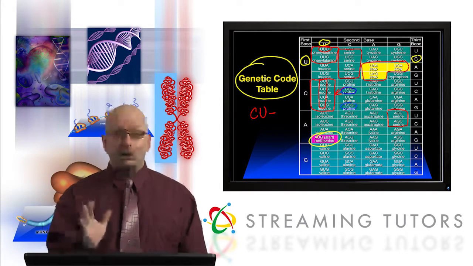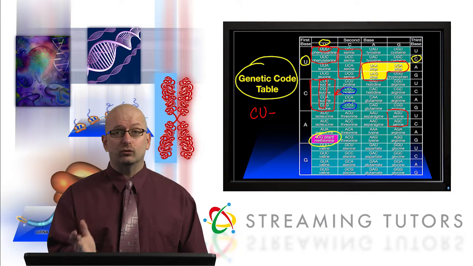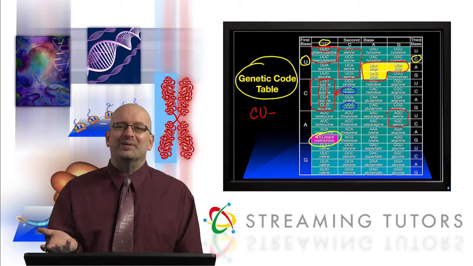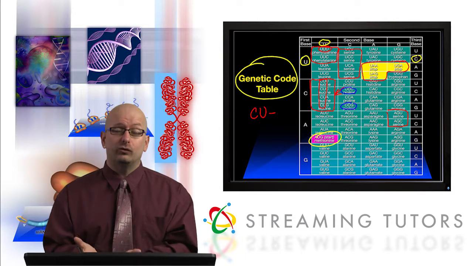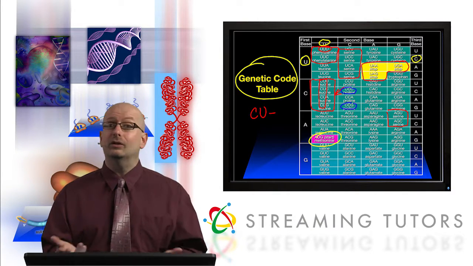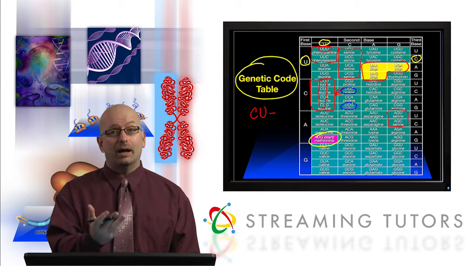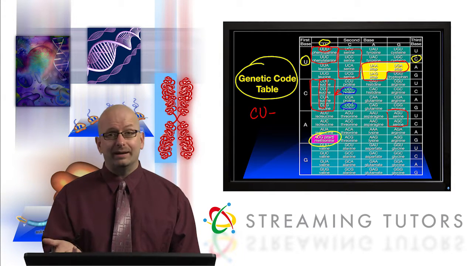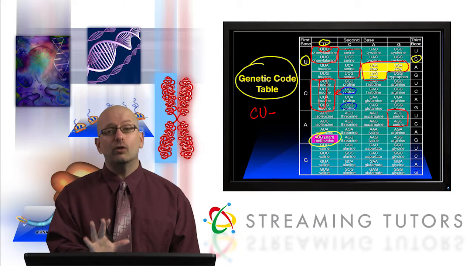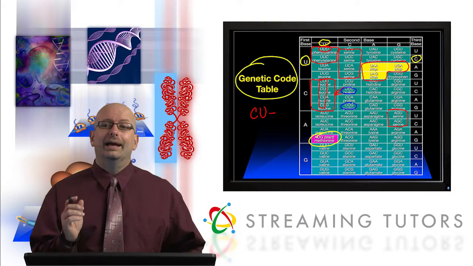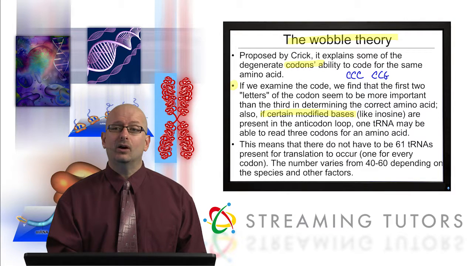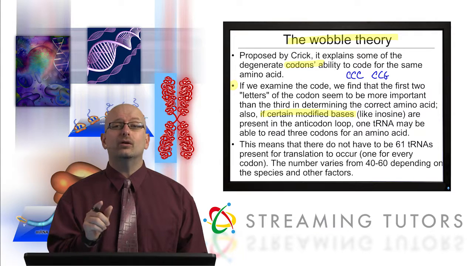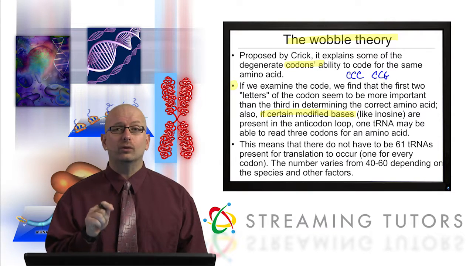So I know that there are other types of mutations that can screw things up, but something's better than nothing in this case. What I mean is a mutation in the third position of these type of degenerate codons is not going to have any effect. A mutation at the DNA level will not have any effect at the protein level for those particular ones. It also means, guys, that there do not have to be 61 tRNAs present for translation to occur, because you don't necessarily need one for every single codon.